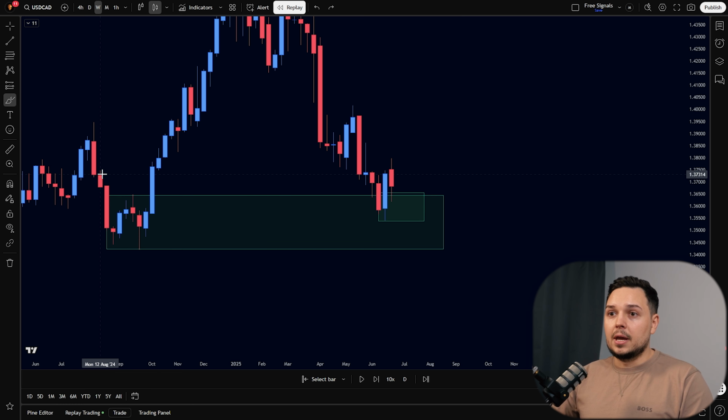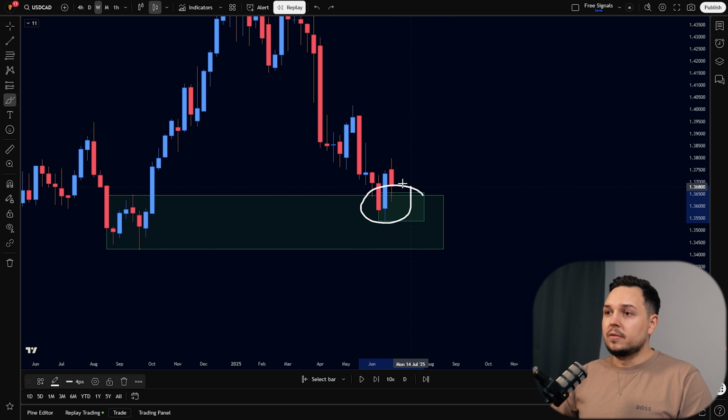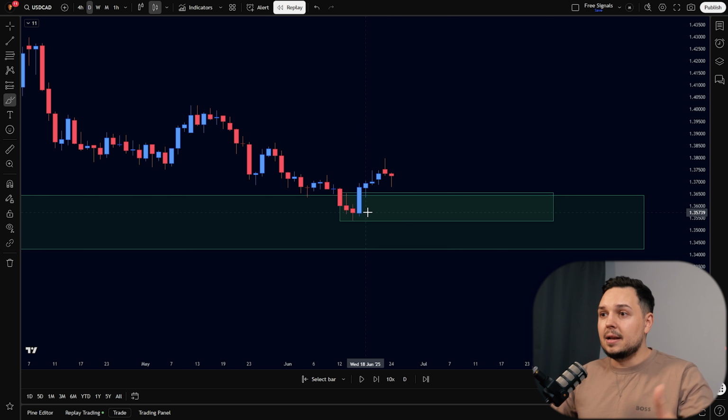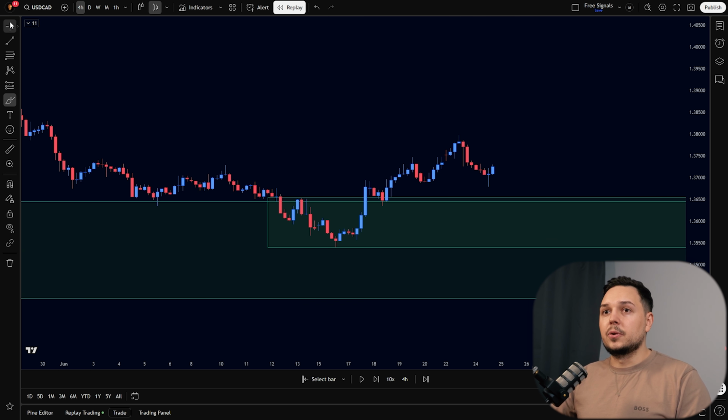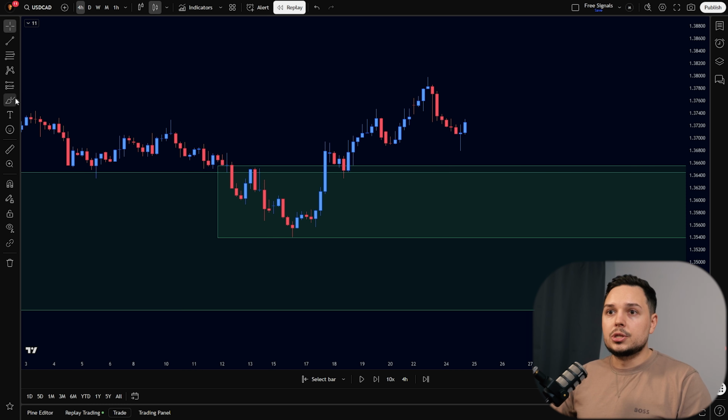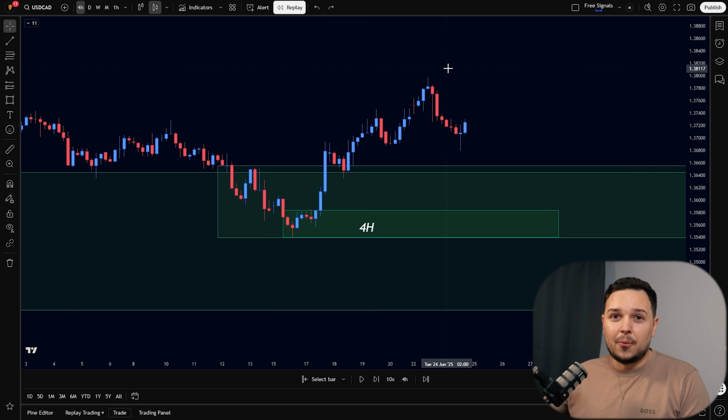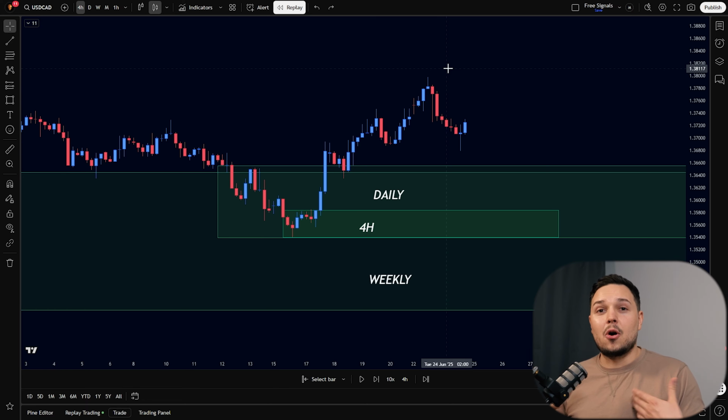This one over here, drop, base, rally, right? It was fresh, it was never touched. Bam, it goes inside it and makes a demand area zone on the daily time frame, which is over here. And we can see the same thing happening if we switch to the 4-hour time frame. Just take a look. Boom, can you spot it? Nice area zone as well. So we have 4-hour, daily and weekly context, right?